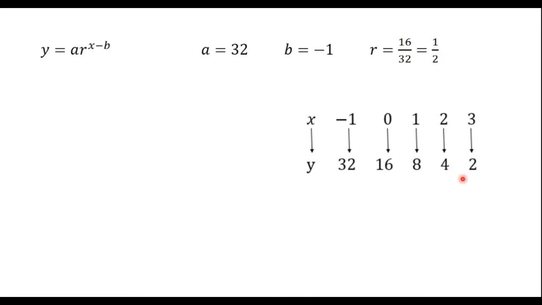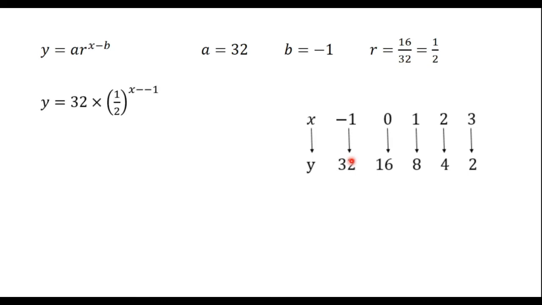Once again, it could have been easier if I picked 4 and 2, because 2 divided by 4 will also give me 1 over 2. Very, very easy. I decided to pick 16 over 32 because I like picking the first two elements.